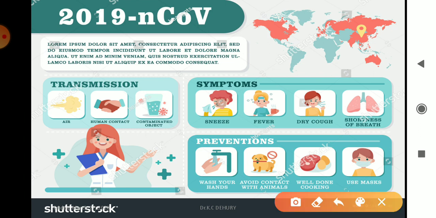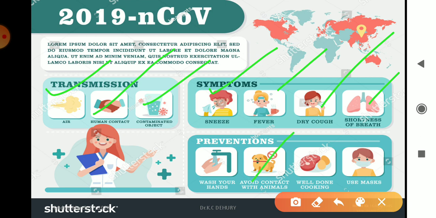Transmission occurs through air, through human contact, through handshakes, through contaminated objects. If you have any symptoms like sneezing, fever, dry cough and shortness of breath, then you should immediately call the medical professionals and go for the screening test. Again I am appealing to my brothers and sisters of this republic: wash your hands every time with hand wash, with soaps, with sanitizers, and avoid contact with animals. Try to keep less contact, and avoid undercooked food.